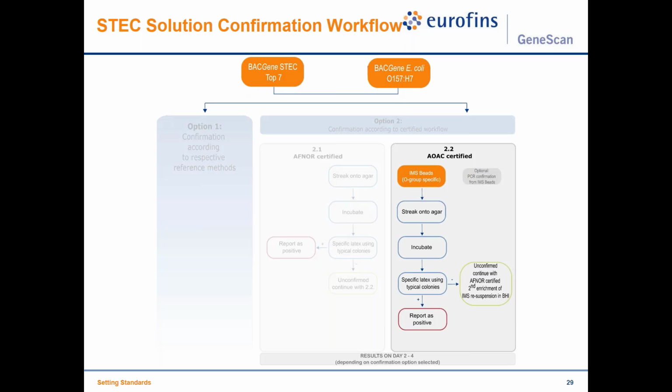Cultural confirmation, I only want to mention very briefly. You can see that there are different options here. You can just streak onto a plate and see if you can find it, or you can use the IMS beads, which I think is normally the best approach. Of course, I wanted to mention it here because you can see in this workflow that you also have this optional PCR confirmation from the IMS beads.